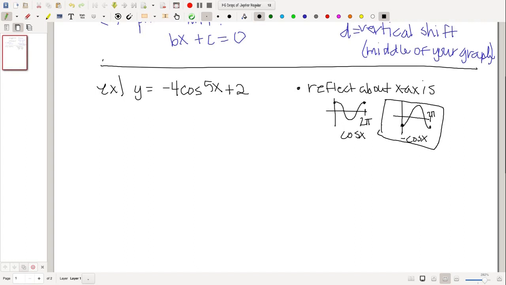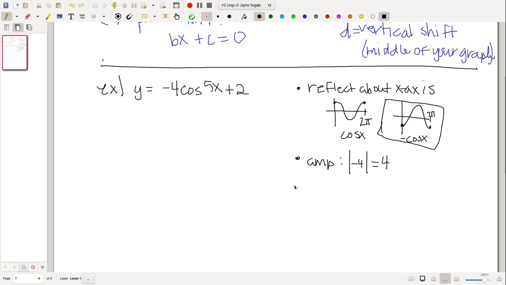This is what our graph is going to do, only because it has a negative. Now, the amplitude is not -4. Remember, it's the absolute value of -4. So the amplitude is 4. So from the middle of our graph, we're going to go up 4 and we're going to go down 4. And we'll have a distance of 8 between the top and the bottom.